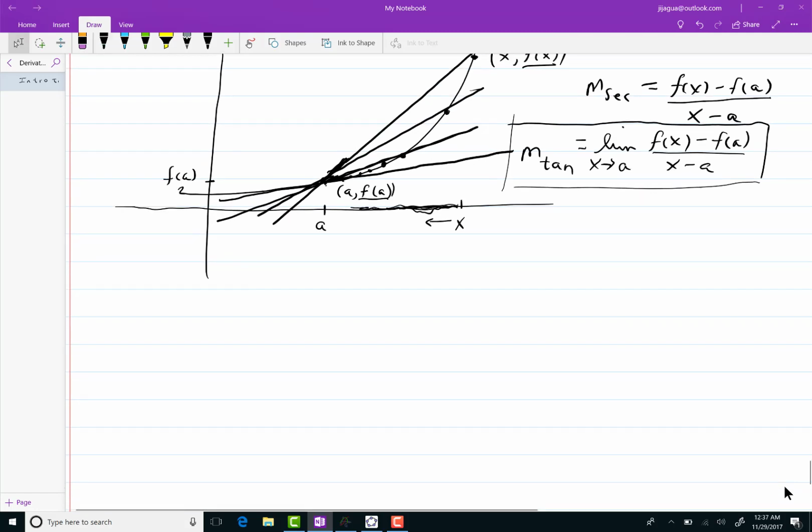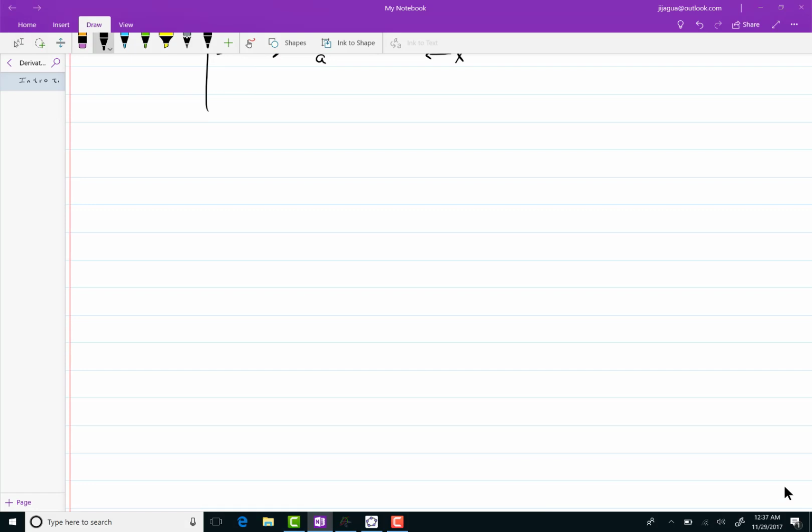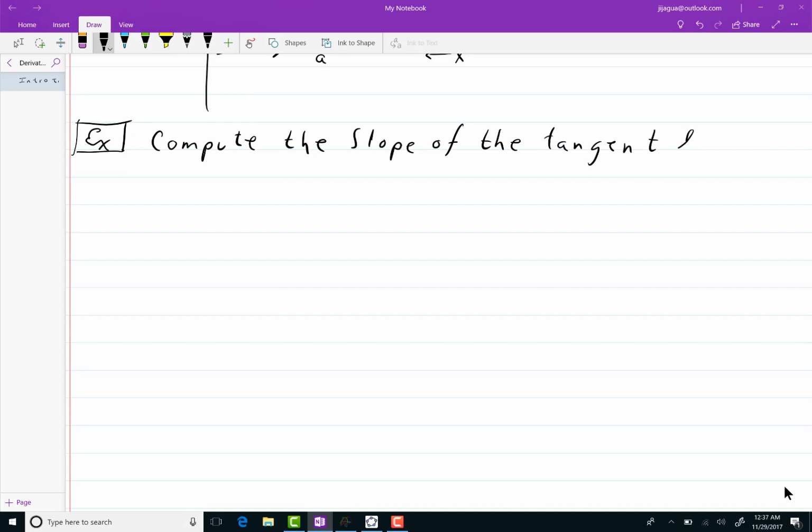Let me do an example. Compute the slope of the tangent line to f of x equals x squared at any number a.